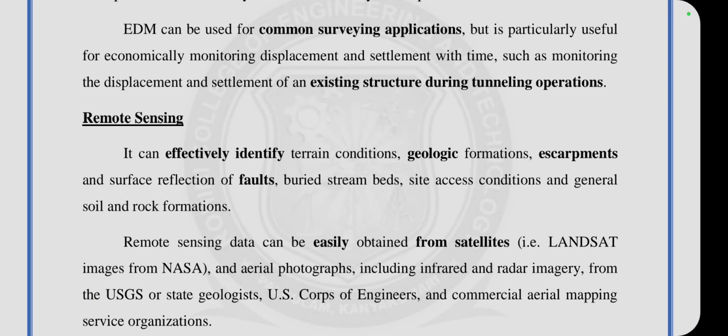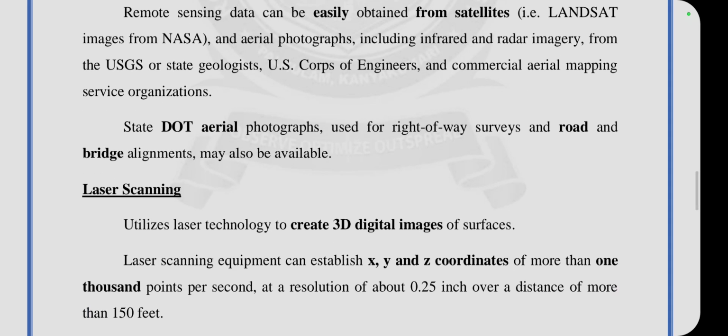Remote sensing is nothing but effectively identifying geologic formations, escarpments and surface reflection of faults, buried stream beds, and general soil and rock formations. Remote sensing data can be easily obtained from the satellites. Images and aerial photographs include infrared and radar imagery. Straight shot aerial photographs are used for right-of-way surveys and road and bridge alignments.